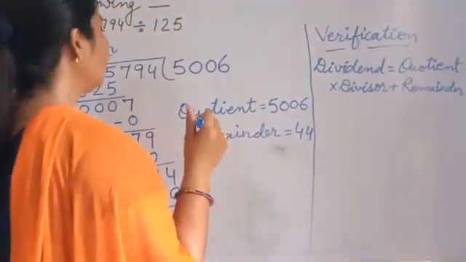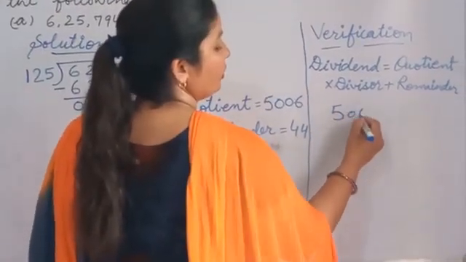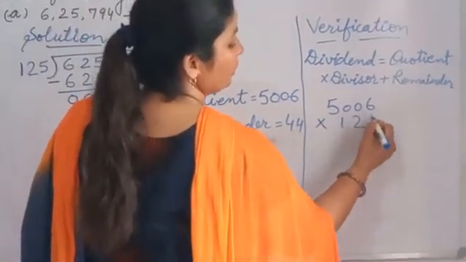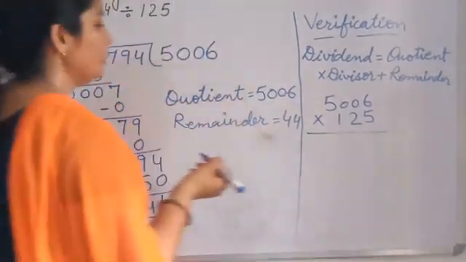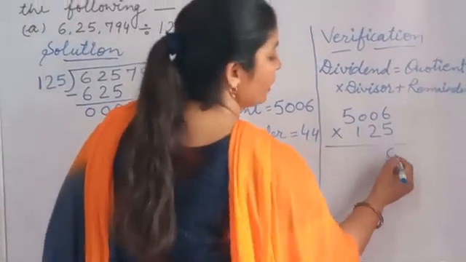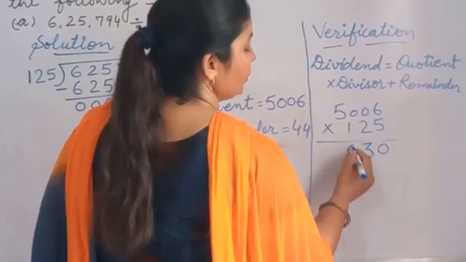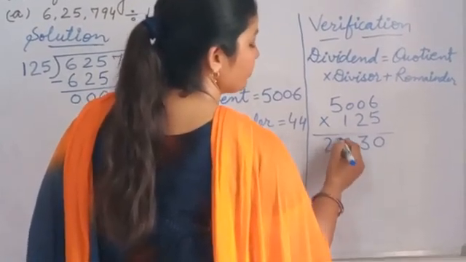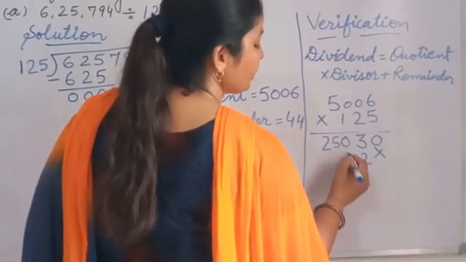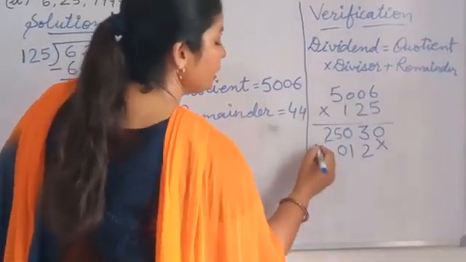Okay. So now quotient is 5006 multiplied by divisor 125. We should multiply it. Now 5 6s are 30. We write here 0 and 3 goes carry. 5 zeros are 0 plus 3, 3. 5 zeros are 0. 5 fives are 25. Now we cross the 1's column. 2 6s are 12, 1 carries. 2 zeros are 0 plus 1, 1. 2 zeros are 0. 2 fives are 10.